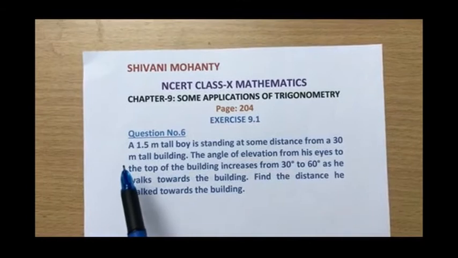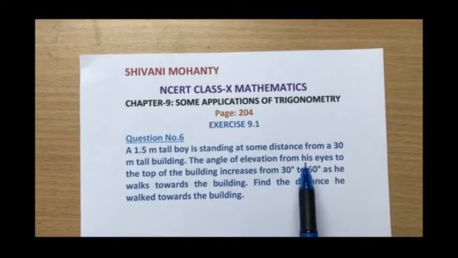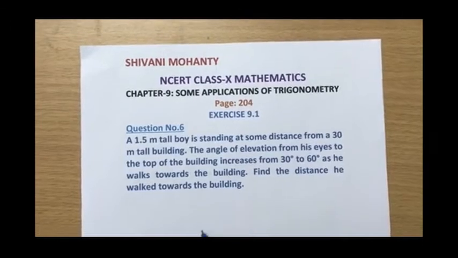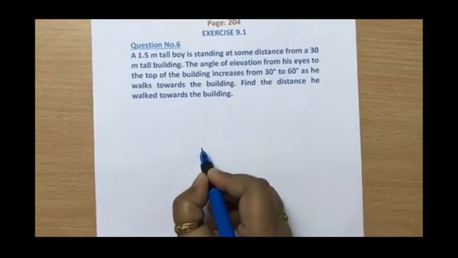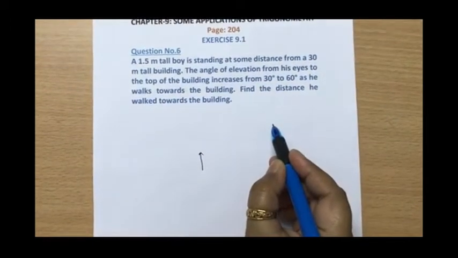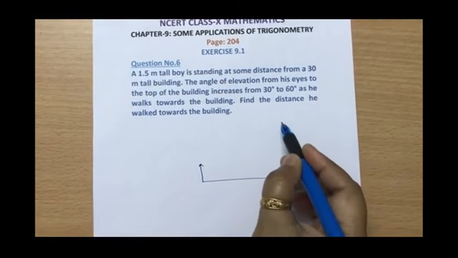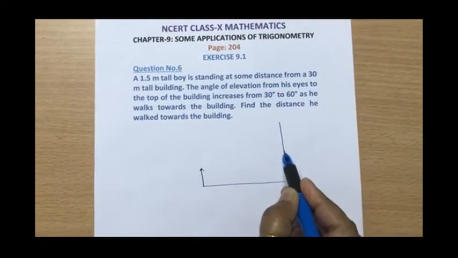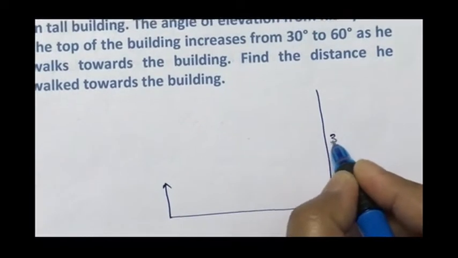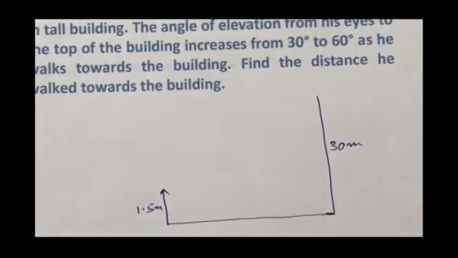In question number 6, a 1.5 meter tall boy is standing at some distance from a 30 meter tall building. So I'm first drawing whatever it is written over there. Okay. This is a 1.5 meter tall boy. Okay. And he is standing here. I'm drawing the ground here. Okay. And this is the tall building which is 30-meter tall. This is 30-meter tall building, and the height of this boy is 1.5 meter.